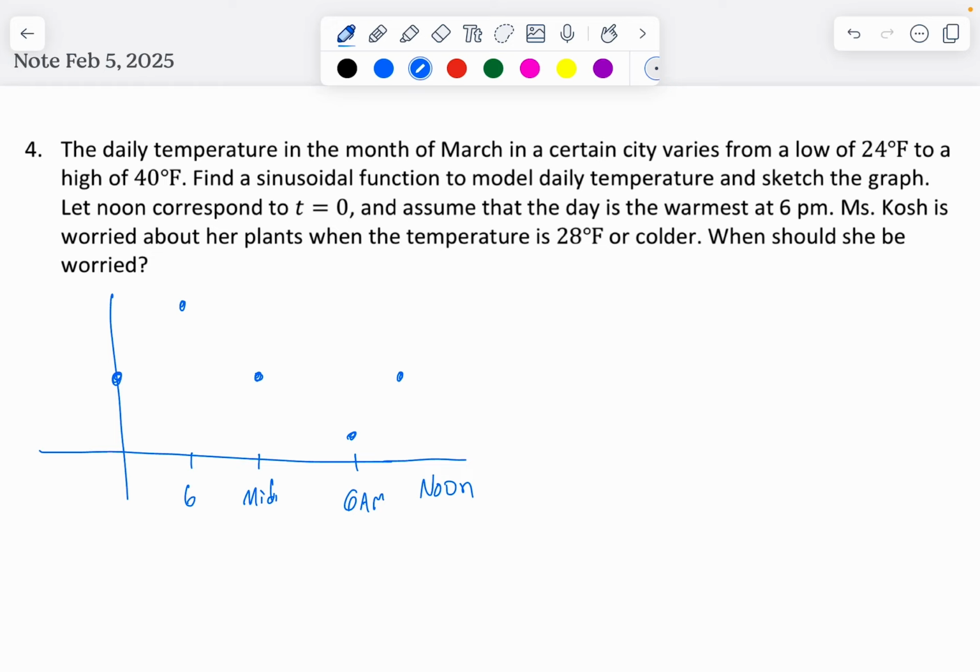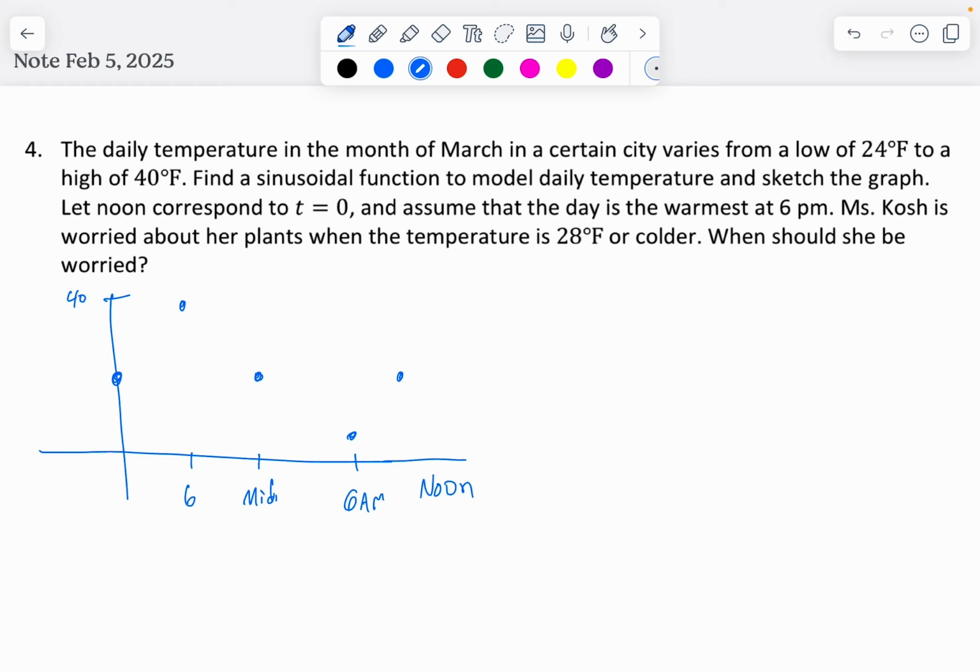Okay, so I'm worried about my plants when the temperature, which is really true, is 28 degrees or colder. Actually, I'm worried about my plants when the temperature is 40 degrees or colder. But that's ridiculous.